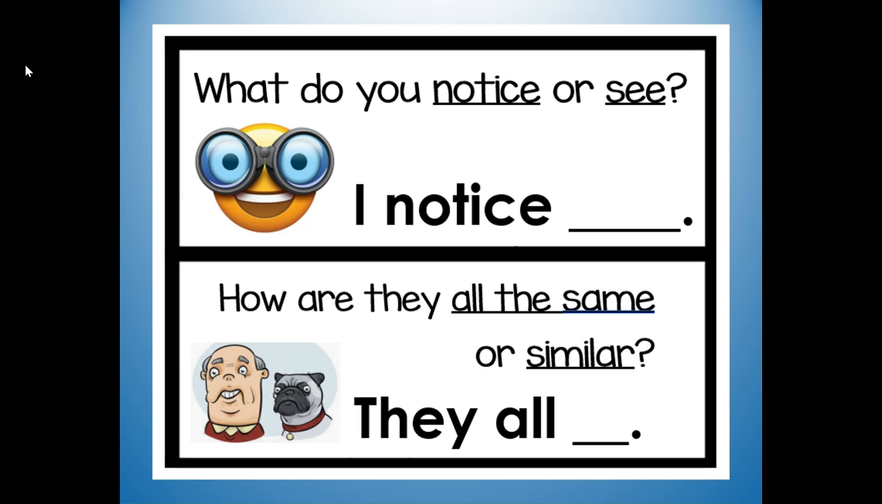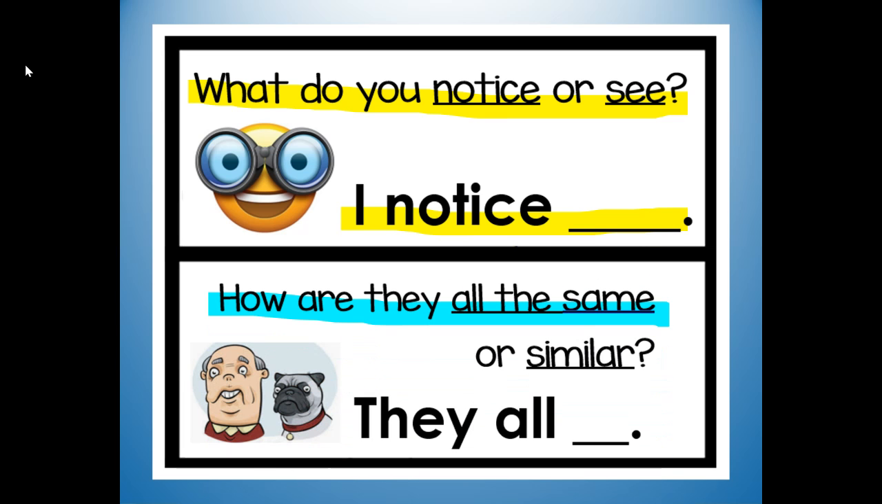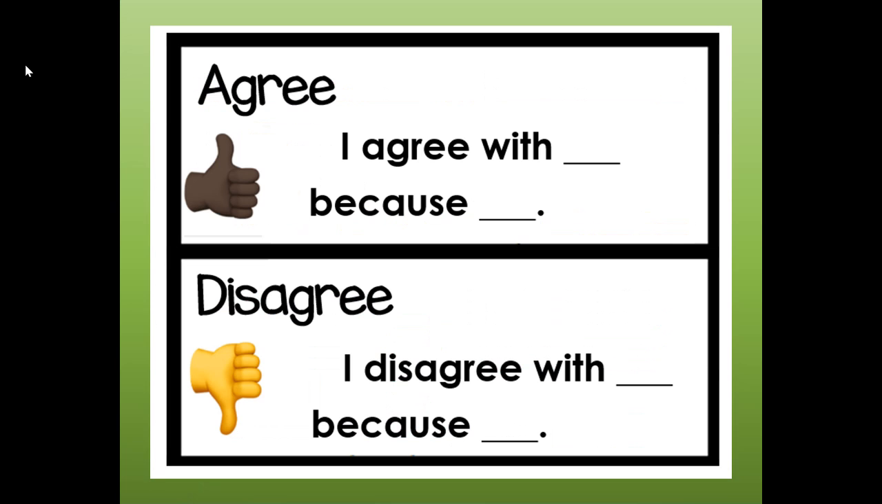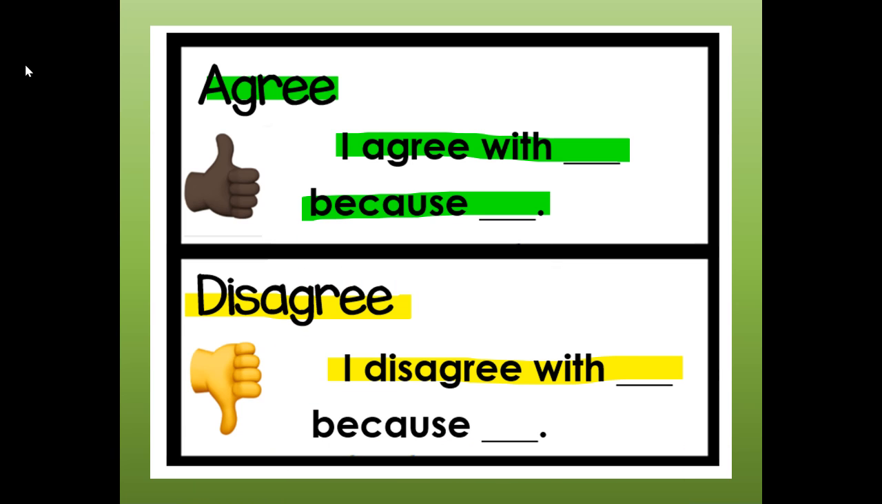So, for each group of pictures, I'm going to ask the same 2 questions. What do you notice or see? I notice or I see. And then I'm going to ask, how are they all the same or similar? And you're going to say, they all, and tell me how they're the same or similar. If you have a partner at home or I'm your virtual partner, you can either agree with me and say, I agree with you, Mrs. Pearson, because, or you can disagree and say, I disagree with you because, and tell me why.